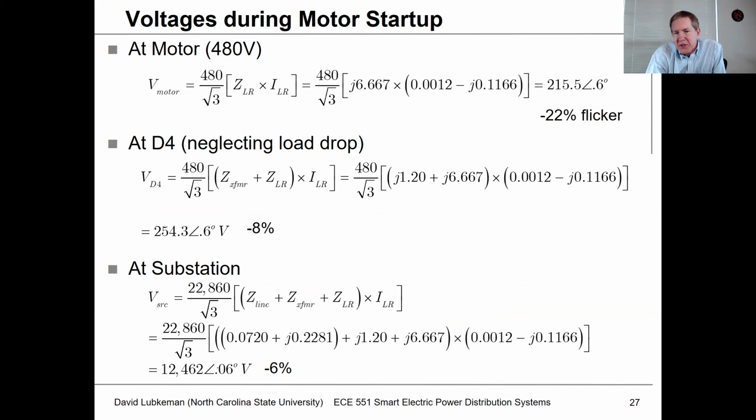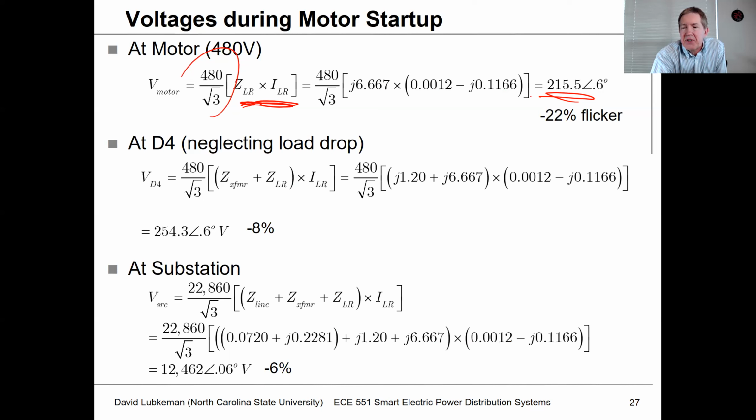So when I convert this back, I'm going to use a different technique in this case. If I want the voltage at the motor, I take the locked rotor current times the locked rotor impedance, multiplied by the base voltage at the customer site. This is 480 divided by square root of 3 for the line to neutral value. I get 215.5 volts in this case.